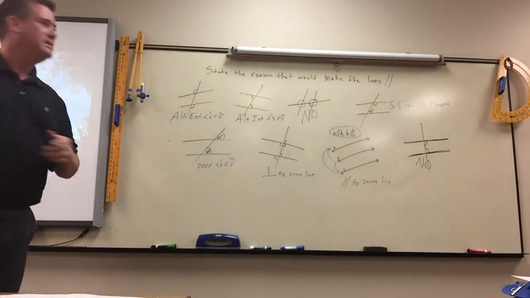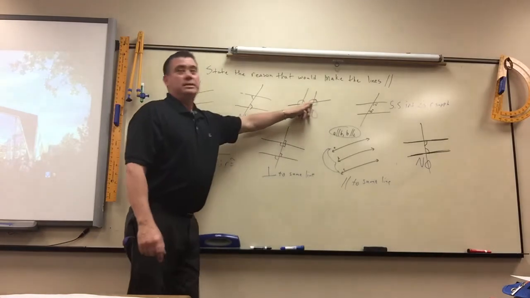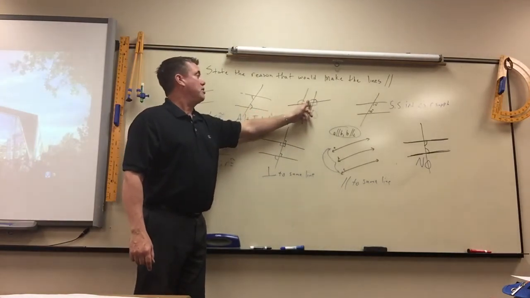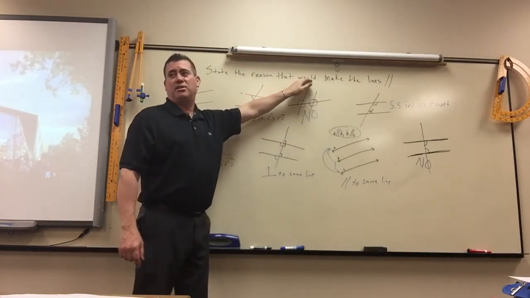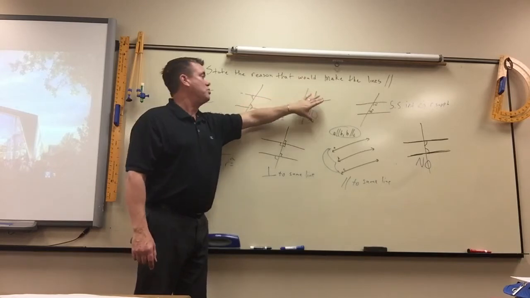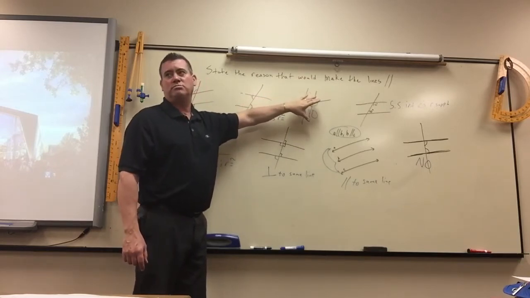What do you call the vertical? Like, what's the name for it? This one is just vertical angles are congruent, but that doesn't tell us the lines are parallel. So this one you can't tell, so it's just no.